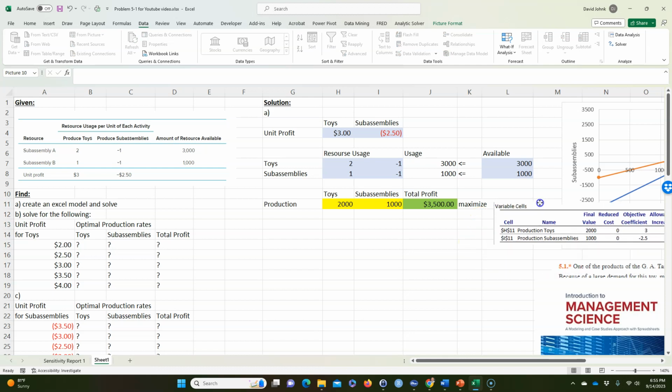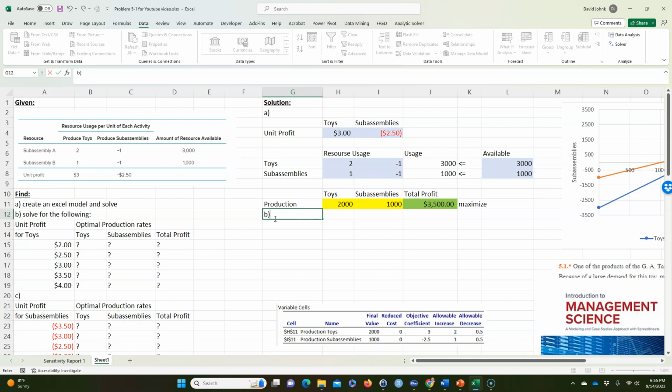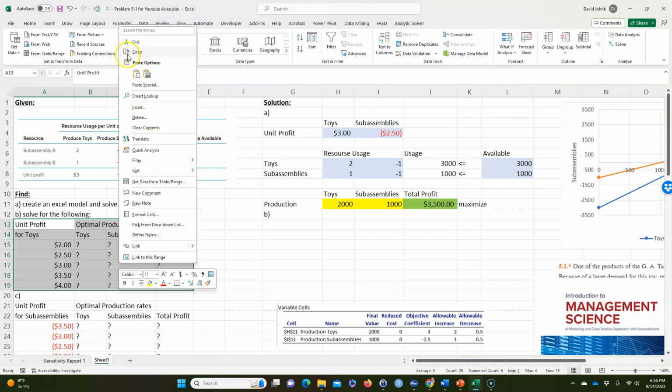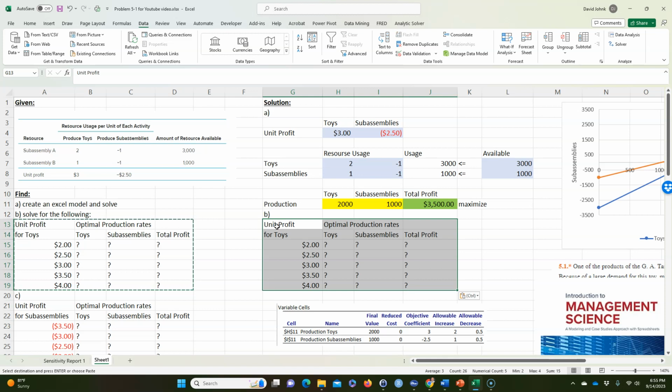All right. So now we answered part A. So part B. Now we want to take these and solve for where we have these question marks. So we already know what they're doing here in this problem. They're varying the unit profit for the toys, because you don't know, that might not be the actual profit you're making. So what if you make a different profit? How is that going to affect your answer? So that's the question. That's why it's called a sensitivity or what-if.